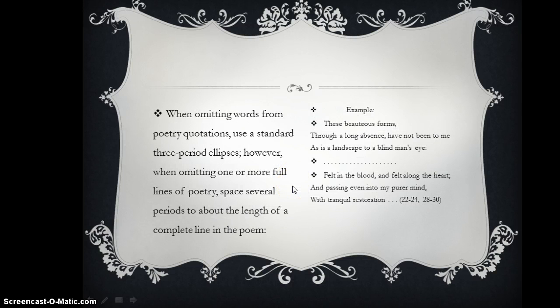The same thing applies for poetry. When you're omitting words from poetry quotations, you will again use a standard 3-period ellipsis. But if you're deleting an entire line of poetry, then you need to display it as it is shown in this example here.